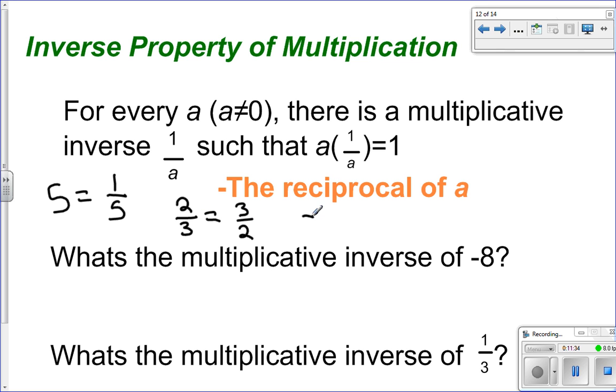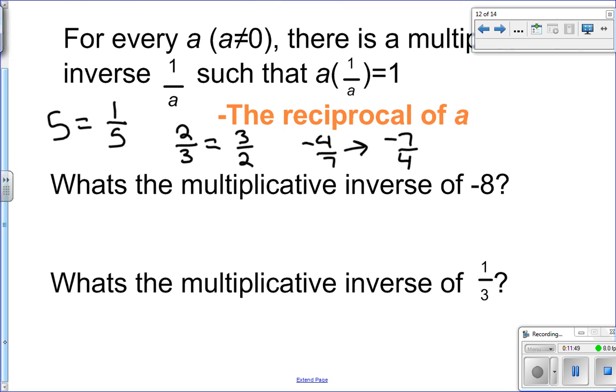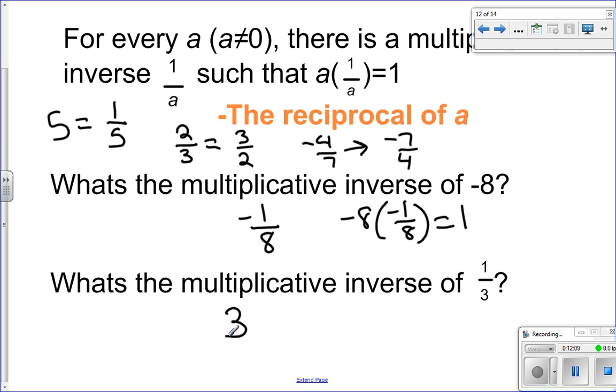If I have negative 4/7, the reciprocal is going to be negative 7 over 4. So what's the multiplicative inverse of negative 8? Meaning what's its reciprocal? And the answer is going to be negative 1/8. Because negative 8 times negative 1 over 8 equals positive 1. Multiplicative inverse of 1/3 is 3, because 3 times 1/3 equals 1.